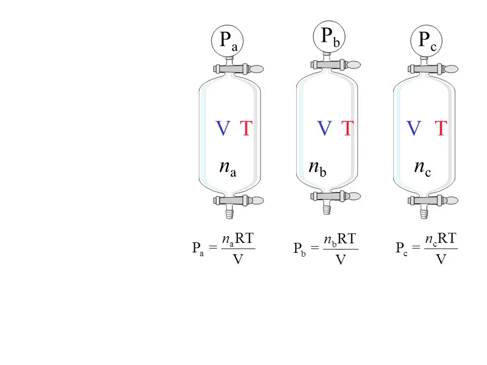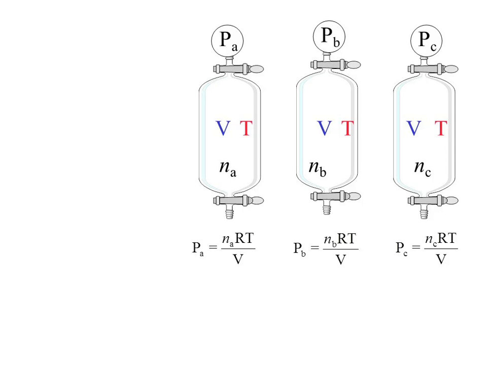Now, you can rearrange PV equals nRT, solving for P, and it looks like this. The pressure of anything is equal to the number of moles times R times T, divided by the volume. So the partial pressure of A is equal to the moles of A times R times T divided by V. Partial pressure of B is equal to moles of B times R times T divided by V, etc.